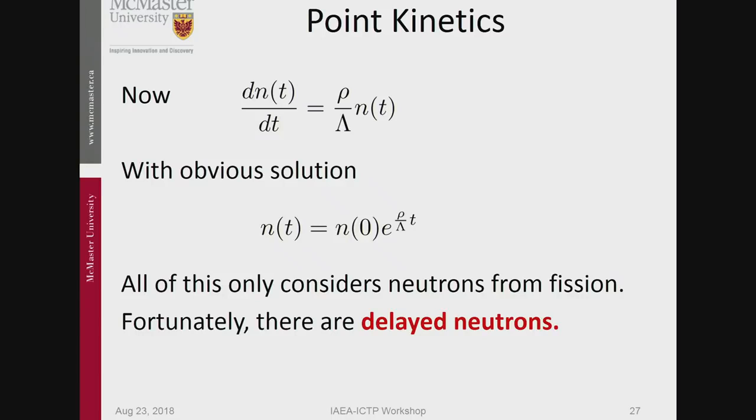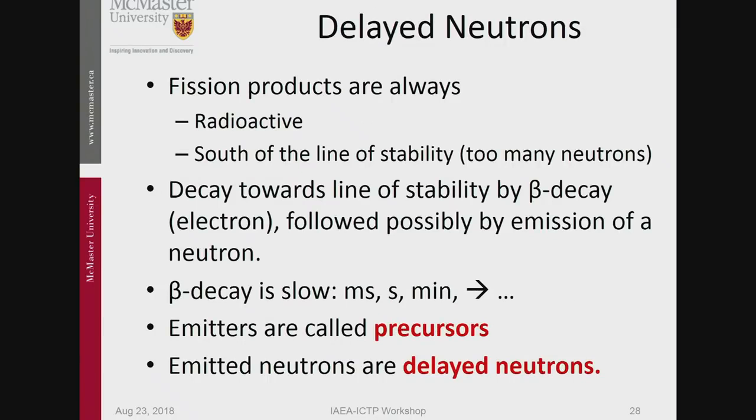But this is only considering neutrons from fission. Fortunately, we have delayed neutrons. Okay? And the delayed neutrons come from the following: if you have these fission products, they're always radioactive. They're always south of the line of stability, if the curve is like that. Otherwise, it would be north. And they decay towards the line of stability by beta decay, followed possibly by emission of a neutron.